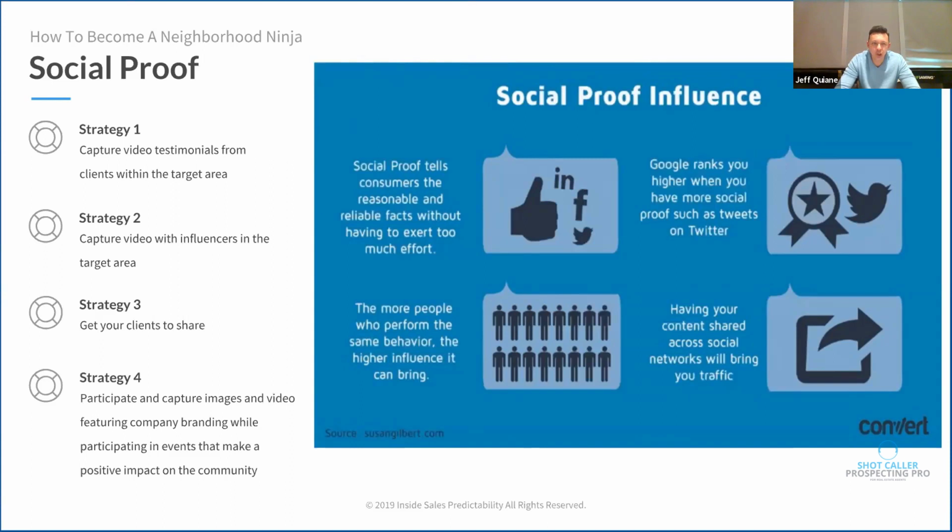And strategy 4, participate and capture images and video featuring company branding while participating in events that make a positive impact on the community. A lot of us do that already, so find a way to share that into the target area, right? So what we're really talking about is finding opportunities where we can contribute in making a positive impact to that target area, and then make sure that we capture images and video with company branding while we're doing it.